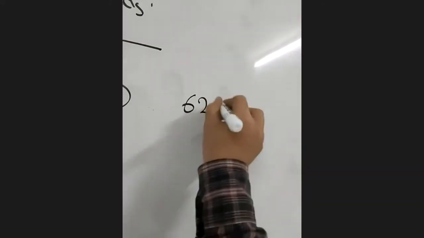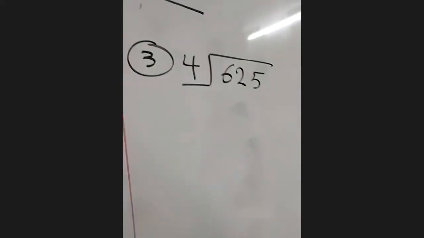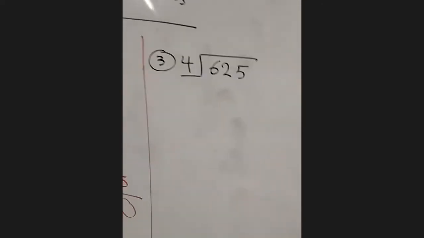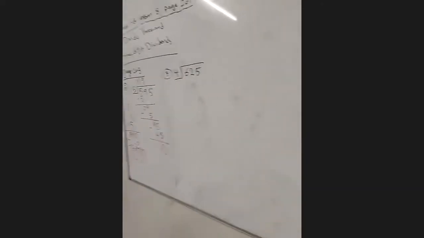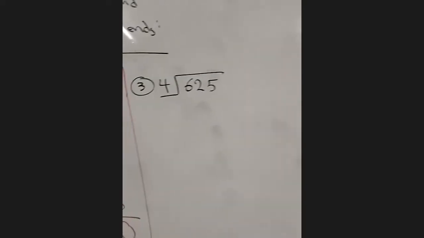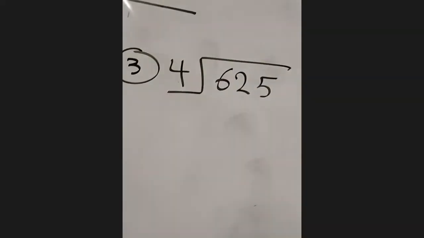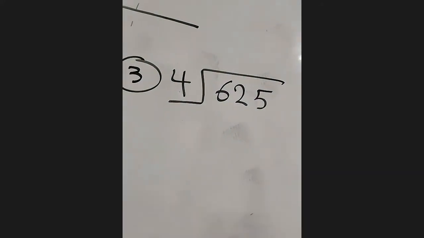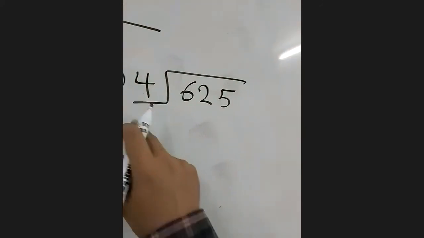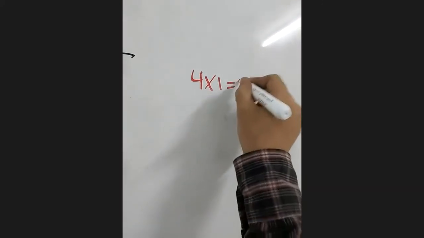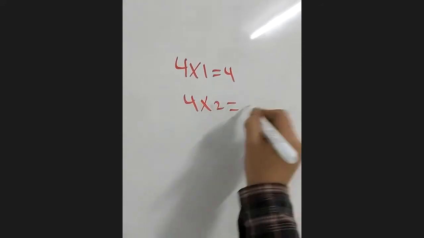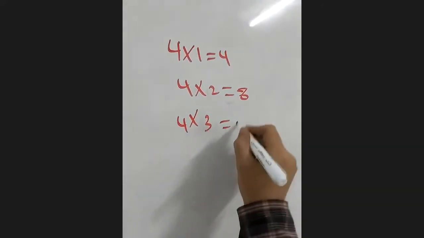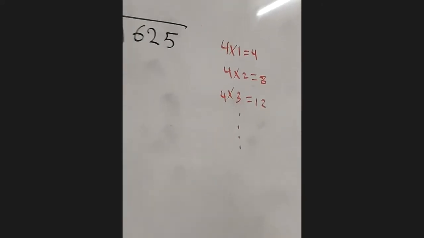625 divided by 4, right? To do this very well, you need to memorize the timetable of which number? Of 4. So 4 by 1 is 4, 4 by 2 is 8, 4 by 3 is 12, and go on. We know that, right?